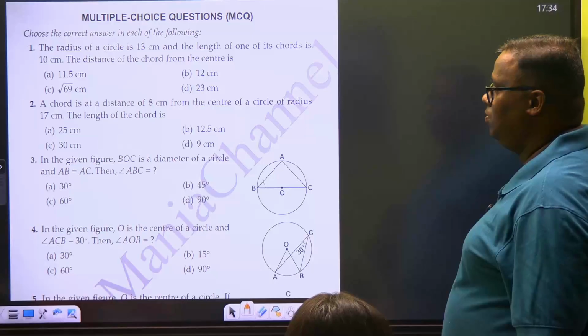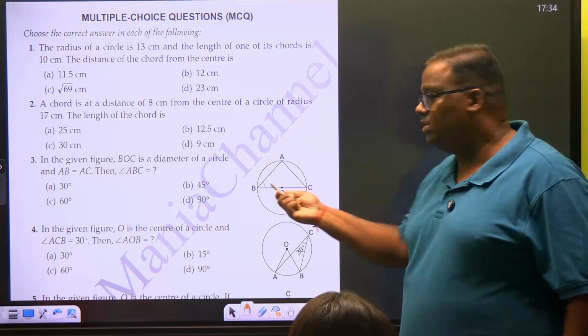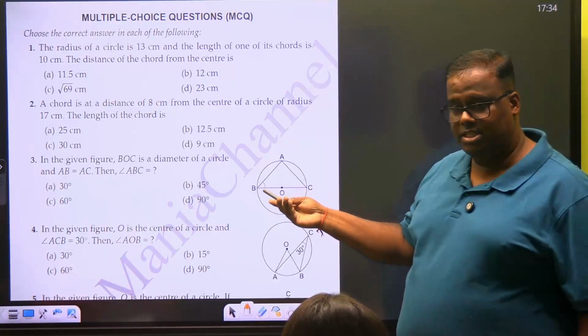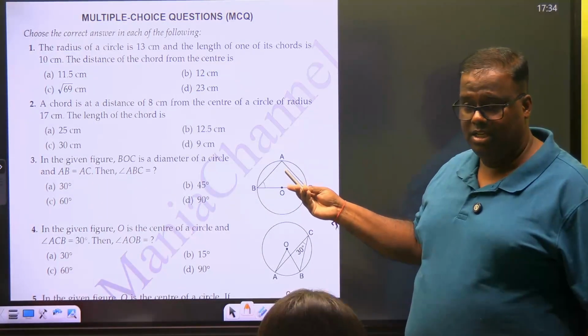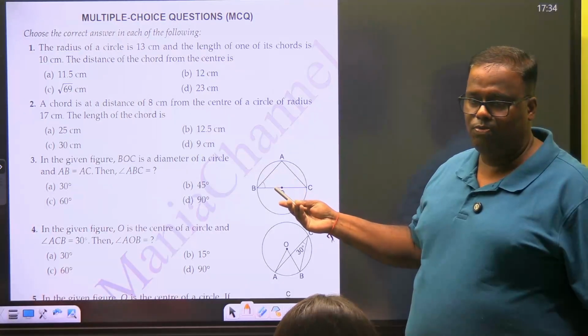BOC is the diameter of a circle. AB is equal to AC. They're asking you the value of this angle. So this is X, this is X, this is 90. So 90 plus 2X is 180. So this angle should be 45 and 45.